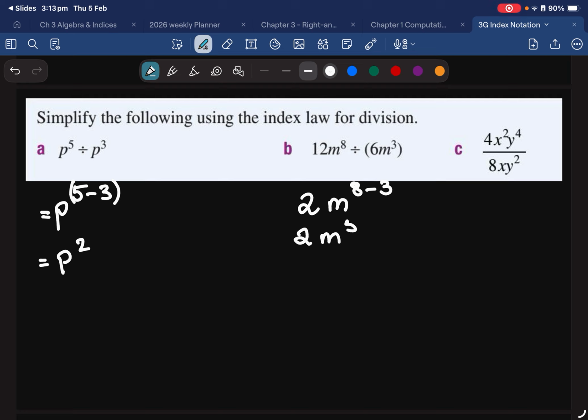2m to the power of 5. Again, take your time. Numbers first. So let's have a look at C. C's a little bit more complicated again. They like to give us the hard ones.